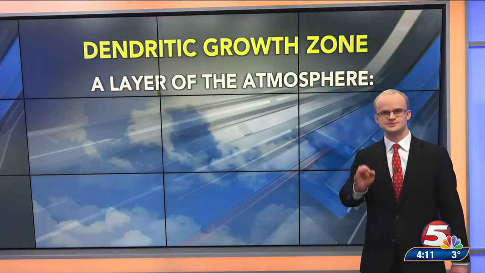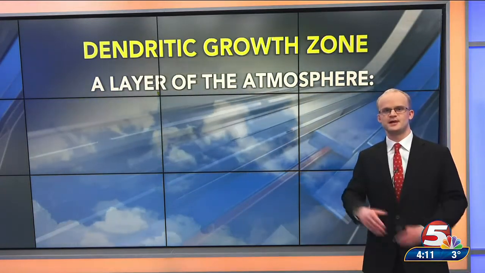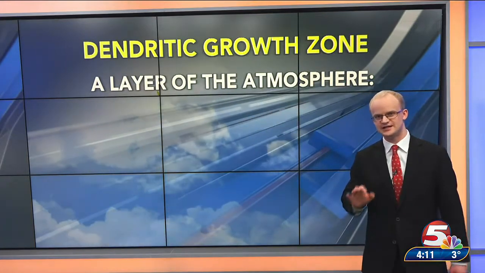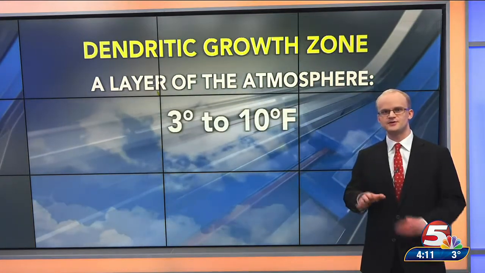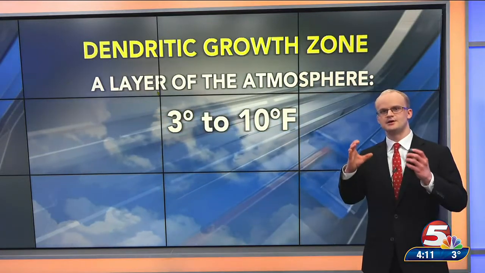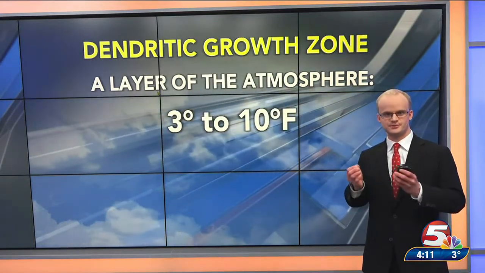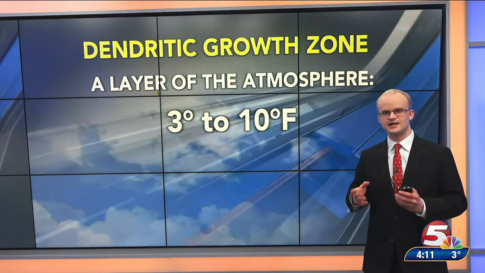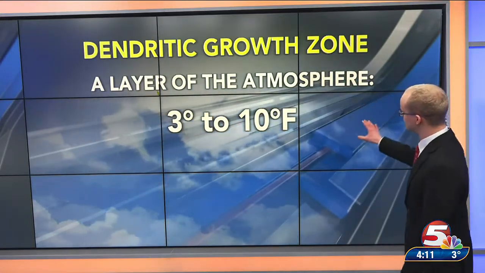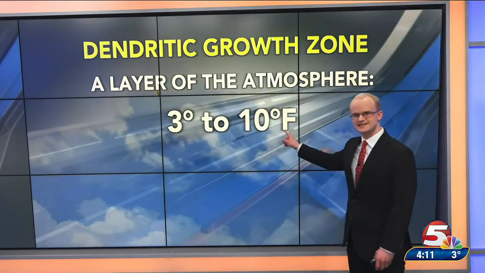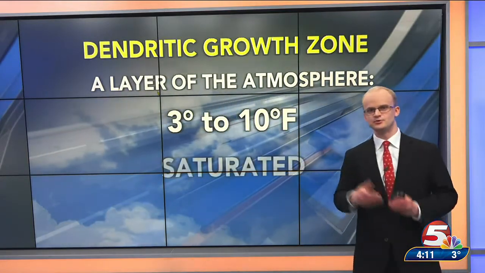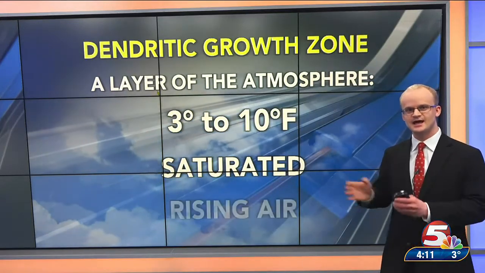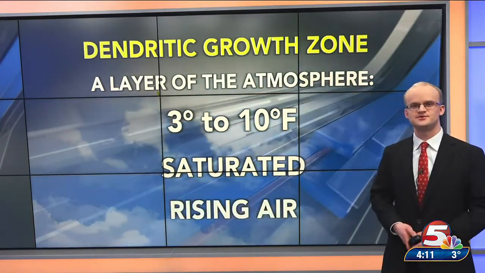But it all starts where these snowflakes are made, way 5 to 10,000 feet up in the atmosphere in what's called the dendritic growth zone. This layer of the atmosphere is that cloud layer where these snowflakes grow with ice crystals that are formed and then grow into those beautiful six-sided flakes that we see that fall down to the ground. So this layer of the atmosphere has to be between 3 and 10 degrees Fahrenheit for the most efficient production of snowflakes. It has to be a saturated layer of the atmosphere, and the air within that layer of the atmosphere has to be rising.